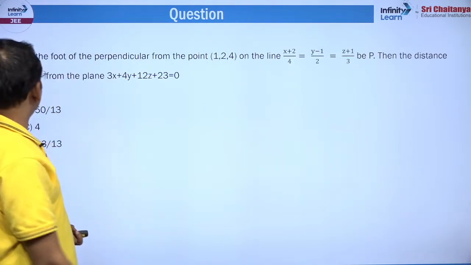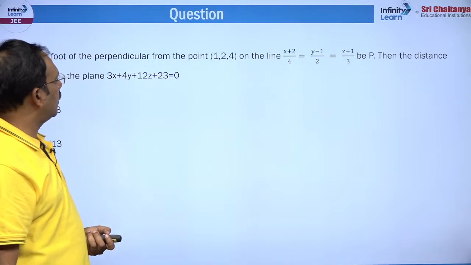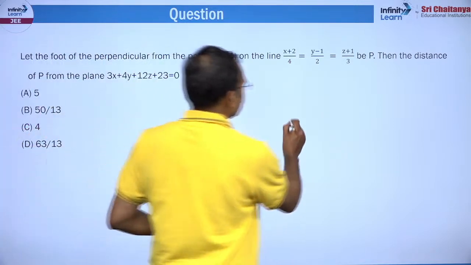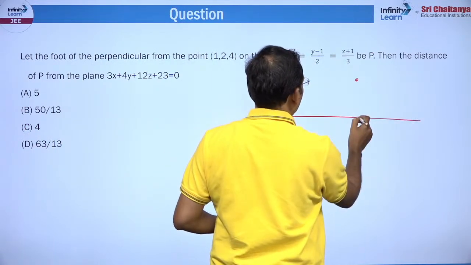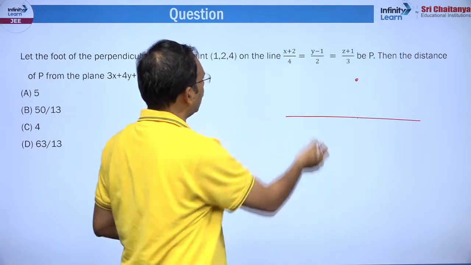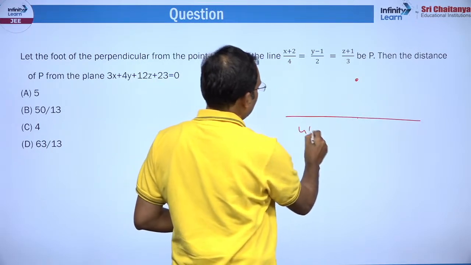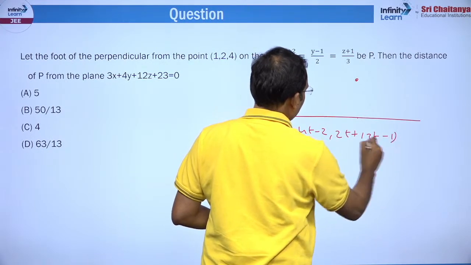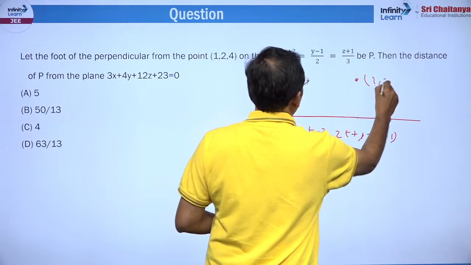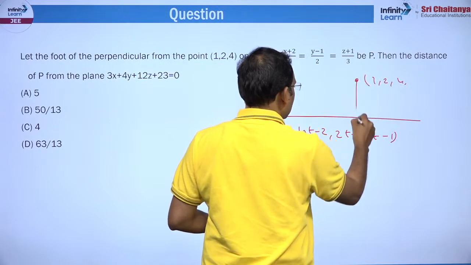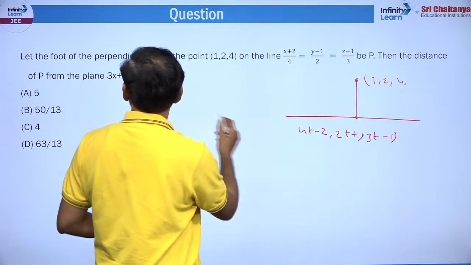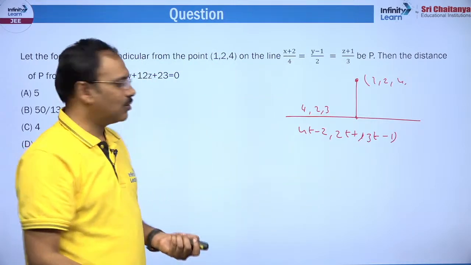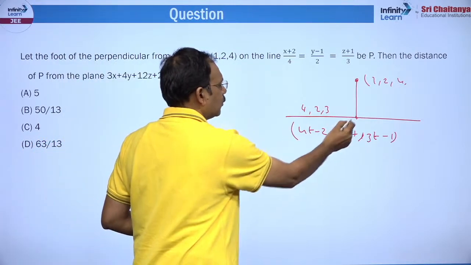Right friends, the next question: the foot of the perpendicular from the point on a line. What a routine question, friends. You are given a point, you are given a line. How to find the foot of the perpendicular? Take the general point on the line, 4t minus 2, 2t plus 1, 3t minus 1. So the given point is 1, 2, 4. You just take the drs of these two and the given line's drs are 4, 2, 3. You just apply dot product equal to 0, you will get the t value so that you can find the foot of the perpendicular.